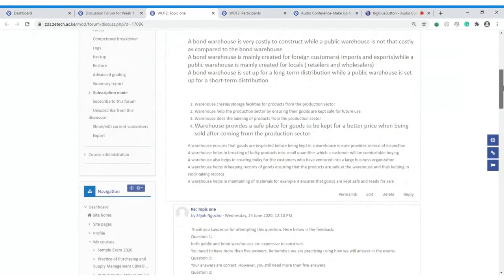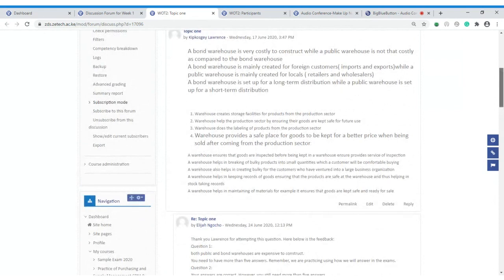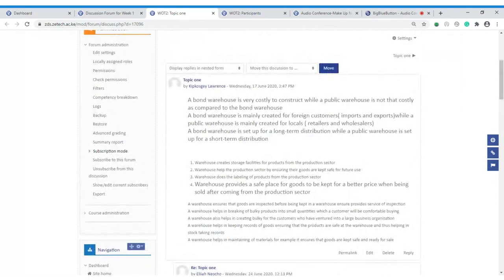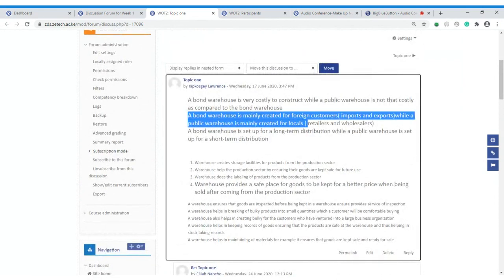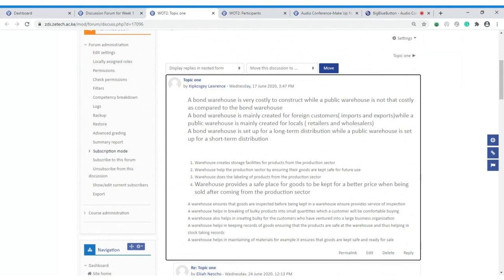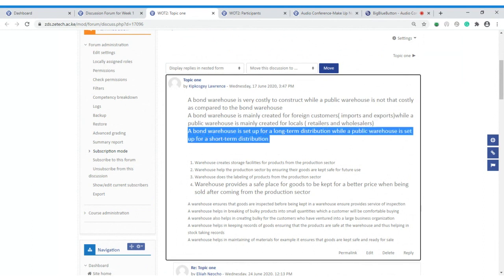Your second answer is that a bond warehouse is mainly created for foreign customers, imports and exports, while a public warehouse is mainly created for locals and retailers and wholesalers. That's correct. Your third answer, a bond warehouse is set up for long-term distribution, while a public warehouse is set up for short-term distribution. That is also true, but not entirely, because a bond warehouse can also be for short-term.